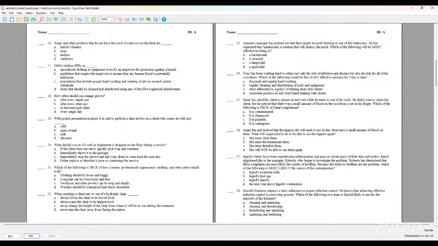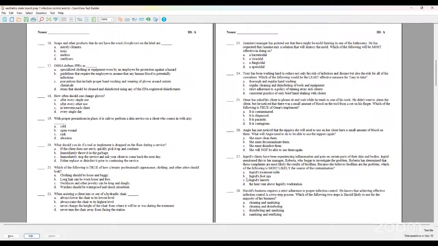27. Ingrid's clients have been experiencing inflammation and pain on certain parts of their skin and bodies. Ingrid mentioned this to her manager, Roberta, who began to investigate the problem. Roberta has determined that these complaints are most likely the result of biofilms because she believes biofilms are the problem. Which of the following is most likely the source of the contamination? Is it Ingrid's treatment table, her foot spa, her lancets, or the heat vent above Ingrid's workstation?